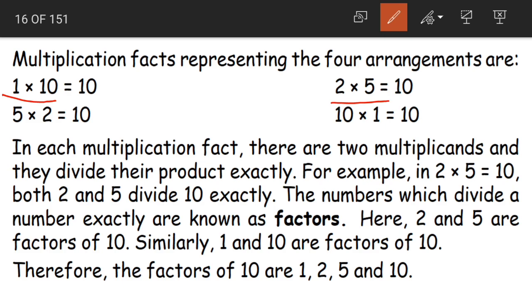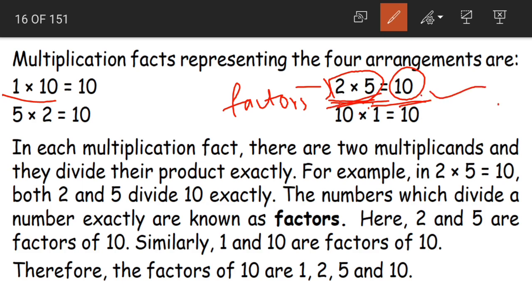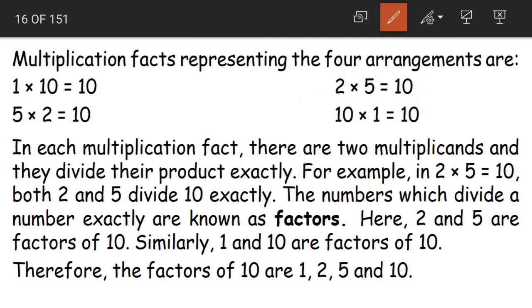Okay, when you write a multiplication statement like this, the two numbers that we are multiplying become the factors of our product, that is 10. Understood? So we are having two numbers 2 and 5 here, which we are multiplying to get 10, and these two numbers will divide the product exactly. So they are called as our factors, children. Understood? See here, 1 and 10 become the factors of 10.